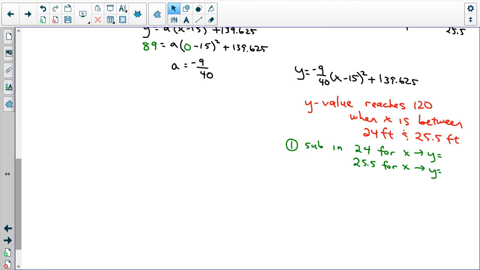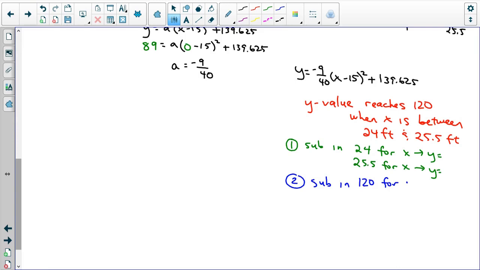Or at the very least, it has a chance of going in the rim, depending on if it hits the rim and bounces out or whatever. But it has a pretty good chance of going in the rim if the 120 is between there. Option two would be to sub in 120 for y, and then we will get x equals some number. And if x is between 24 and 25 and a half, then we will figure out that it's likely to go in.